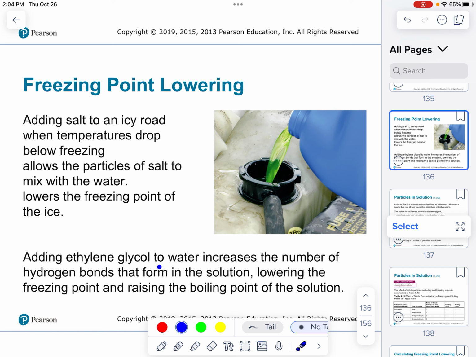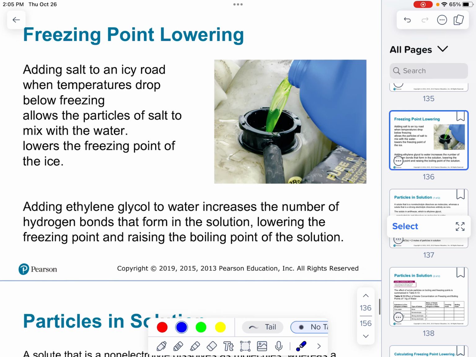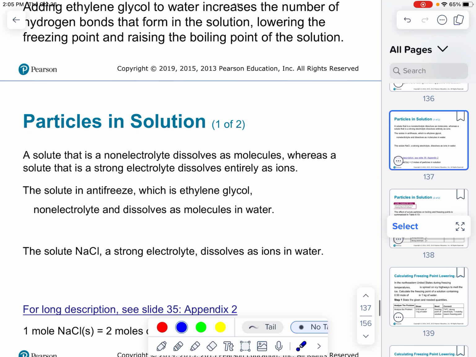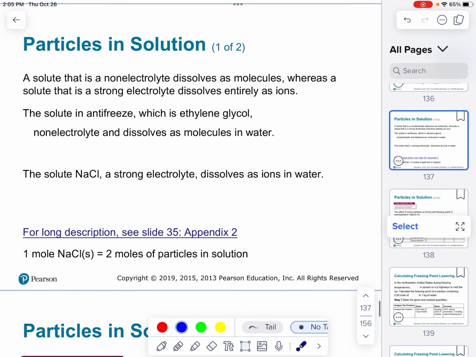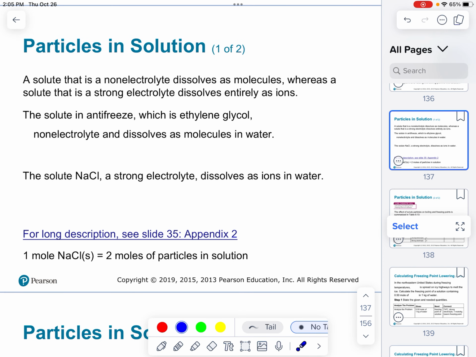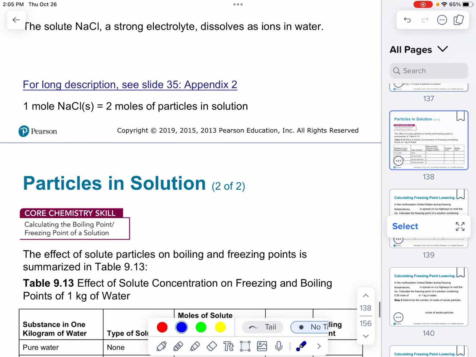Adding ethylene glycol to water increases the number of hydrogen bonds that form in solution, lowering the freezing point and raising the boiling temperature. This is what goes into radiators to prevent cars from overheating when they go up mountains in high temperatures. So it's really all about strong electrolytes and the number of particles. So as I said before, 1 mole of sodium chloride gives you 2 particles.